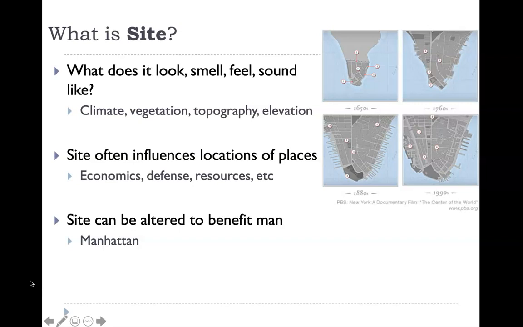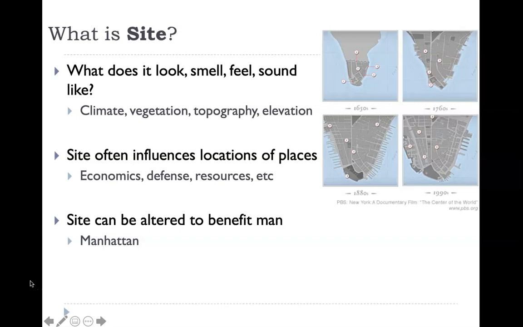Okay, also explains why you might settle there too. Okay, so what does it look like? What does it sound like? What does it feel like? Think about topography and elevation in there as well. That you might want to put your city, if you're going to build a city, on higher ground, right?